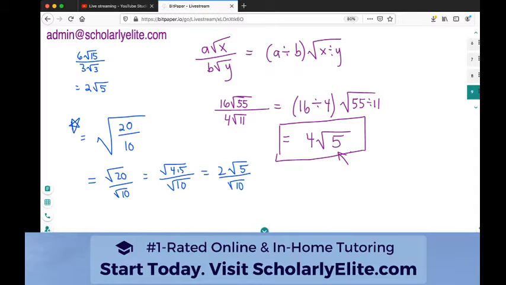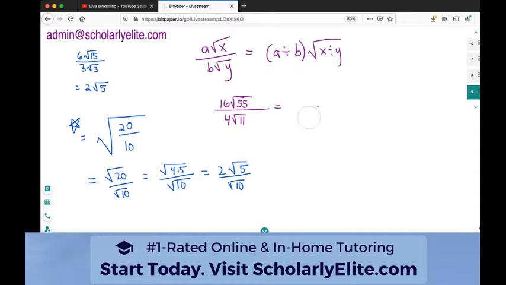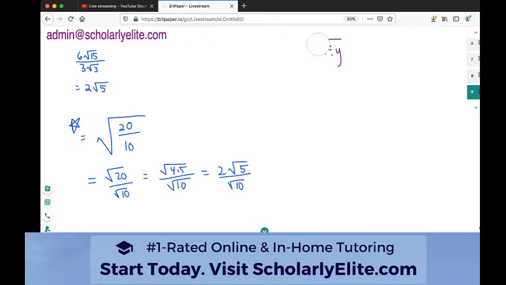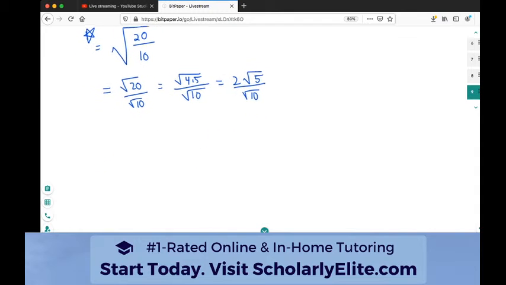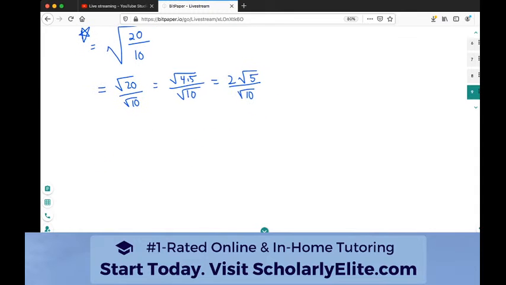So I'm not going to get into that. I don't want to confuse people. But just know that your final answer for any of these kinds of questions is never going to be a number where you have a fraction with a denominator that is a radical. So what that means is that we have to rationalize the denominator.